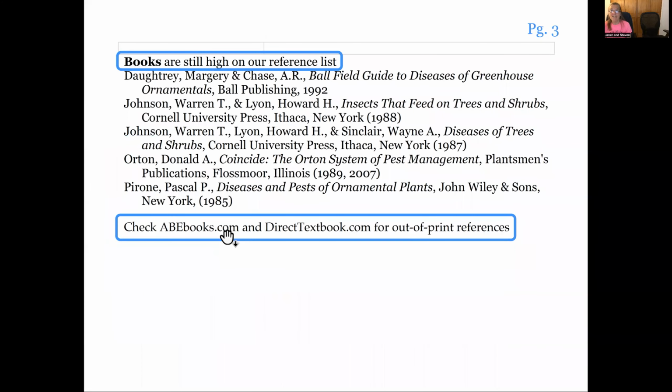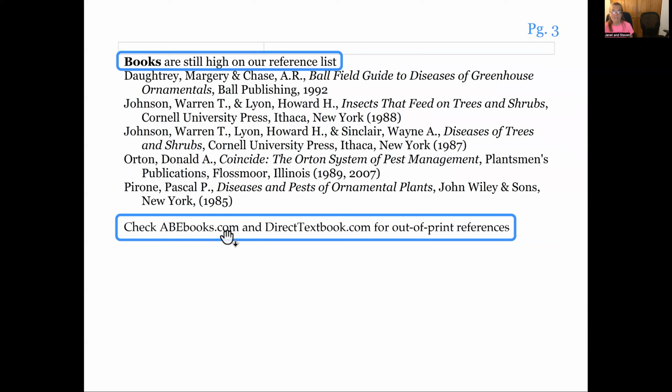And if you don't have enough in the handout that we gave you, which has a lot of links about growing degree days and our chart for you for growing degree days, watch AbeBooks and Direct Textbook for out-of-print references. Sonia and I have loved abebooks.com.